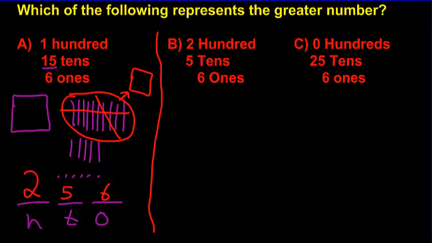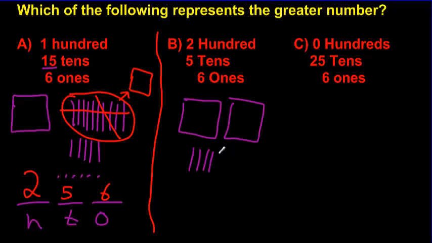Let's draw this one. Here we have 2 hundreds, we have 5 tens, and we got 6 ones. 1, 2, 3, 4, 5, 6. And what number does that represent? Let's make our HTO. Well, we have 2 hundreds here, we have 5 tens, and we have 6 ones. So far these two are the same number.